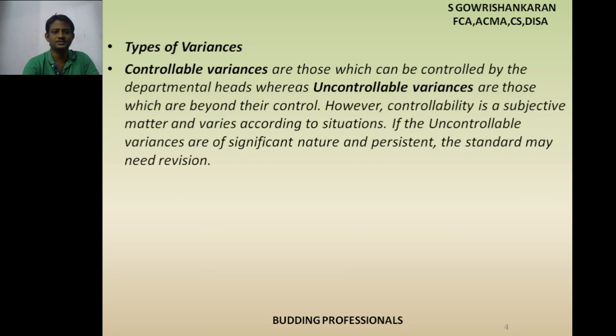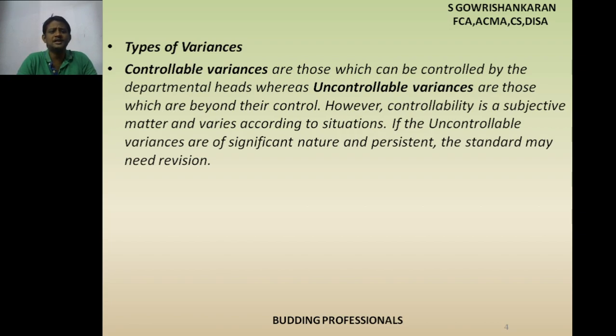Types of variances. So the next thing is types of variances. What is the types of variances? Variance means a difference between standard versus actual. You will get variance. Under that you have two types of variances. You can expect 1 or 2 marks question from this, that's why I am discussing all these things. Types of variances: controllable variances, uncontrollable variances.